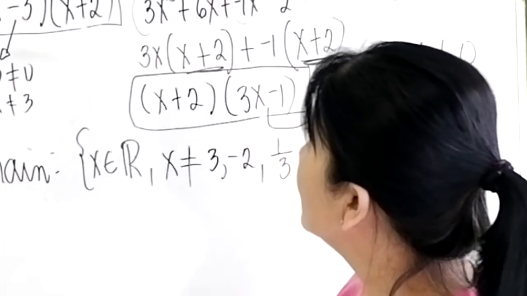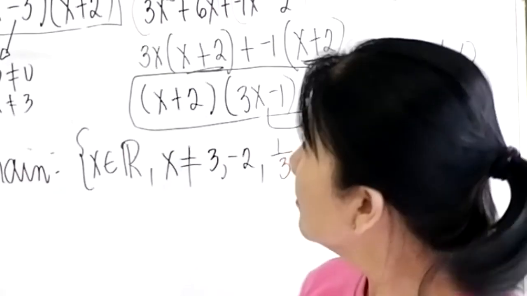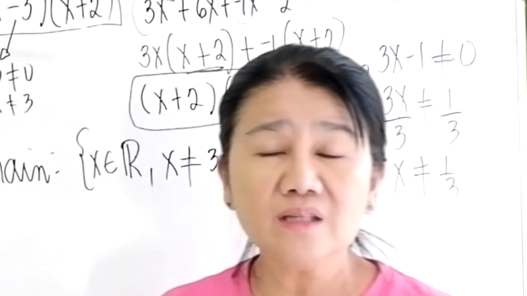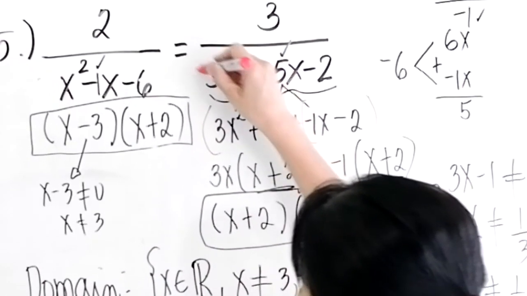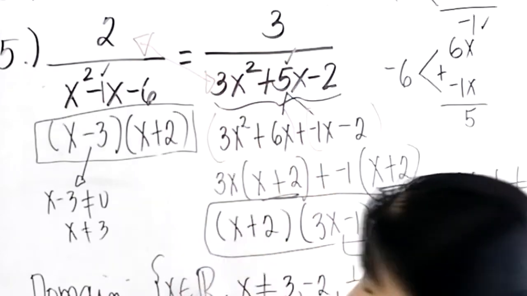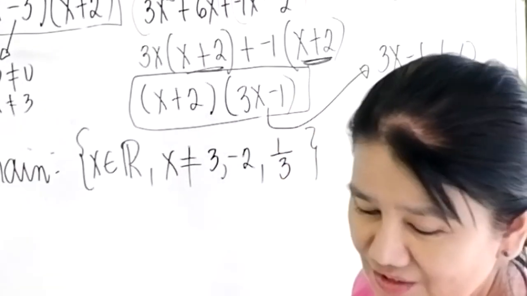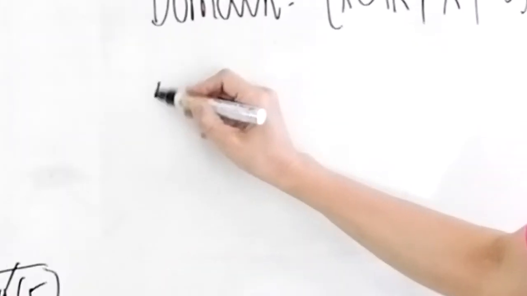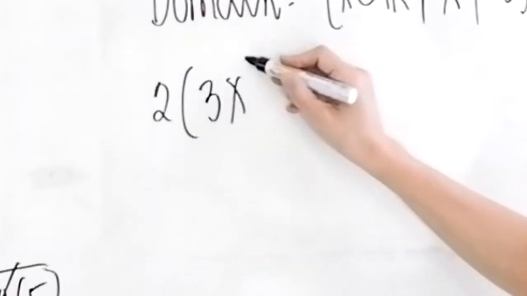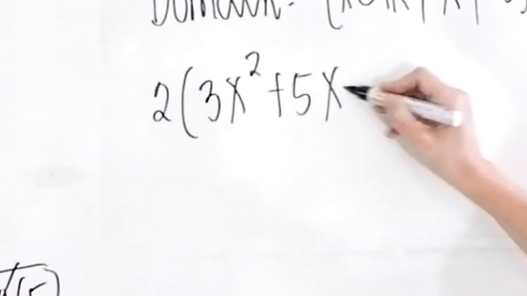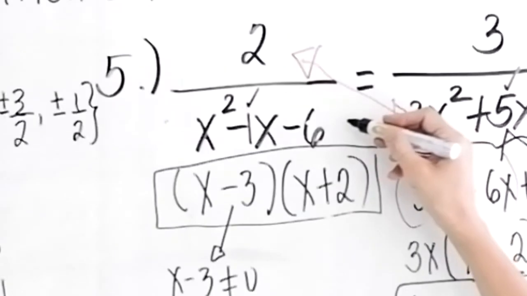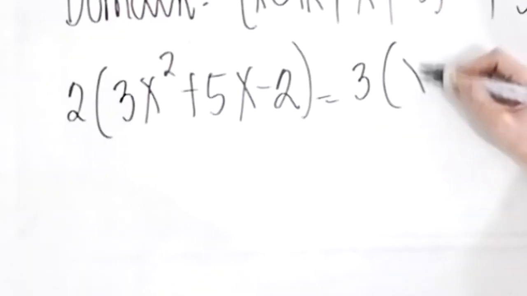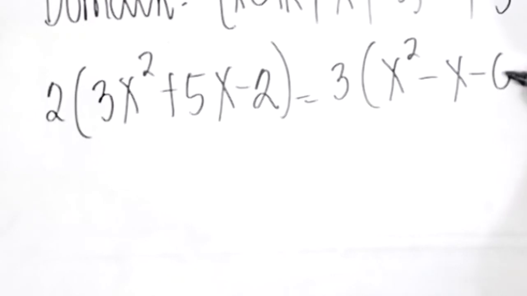Now, let's move on to solving for the solution set. The easiest, fastest way is a technique: cross-multiply. So we have 2 times the quantity 3x squared plus 5x minus 2 equals 3 times the quantity x squared minus x minus 6.